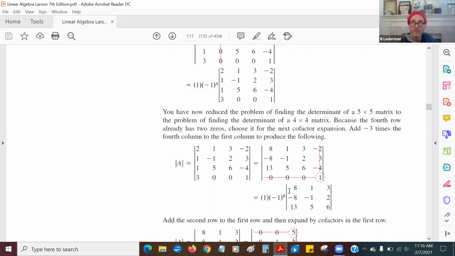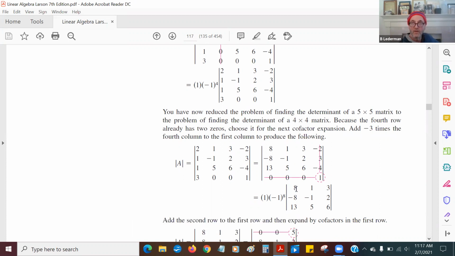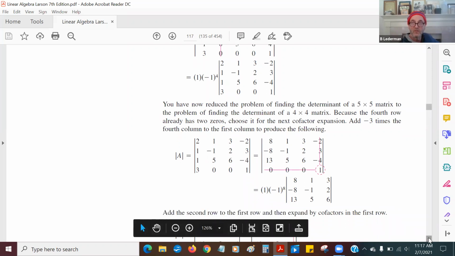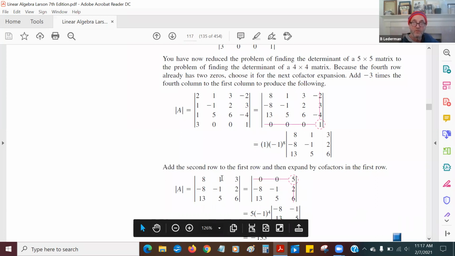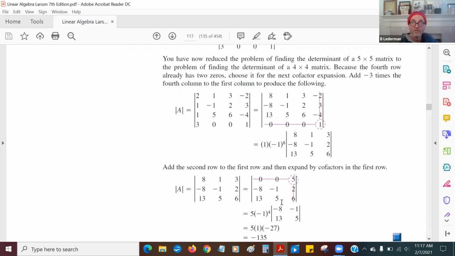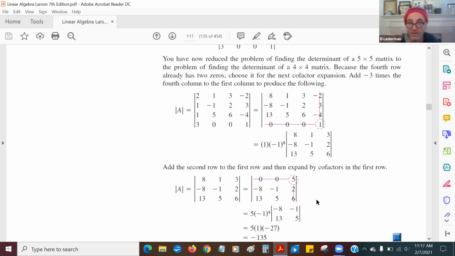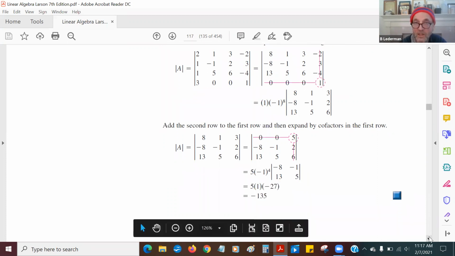Because if I add the first row onto the second row, look what's going to happen. The -8 plus 8 and -1 plus 1, they all become zeros. So let's just do that. Let's add the second row onto the first row, and look at that. Now my first row becomes 0, 0, 5, because 2 plus 3 is 5. Everything else is the same. I could go further and do more if I want, but it's easy enough at this point.